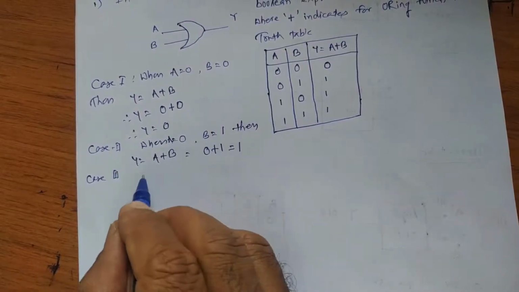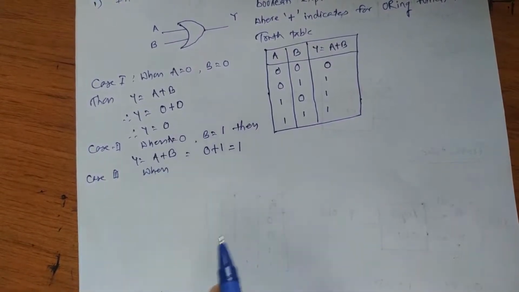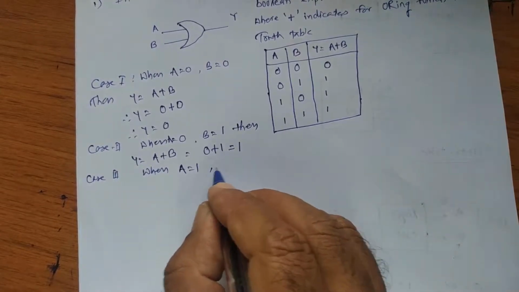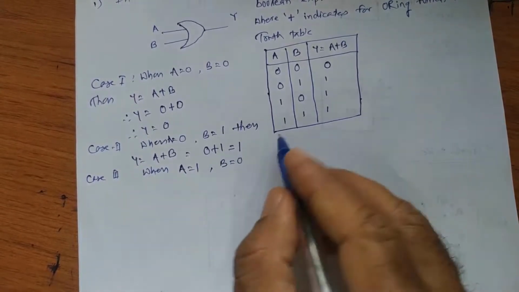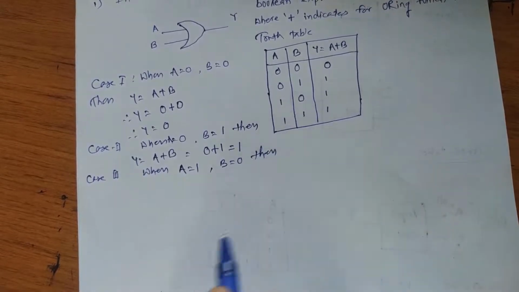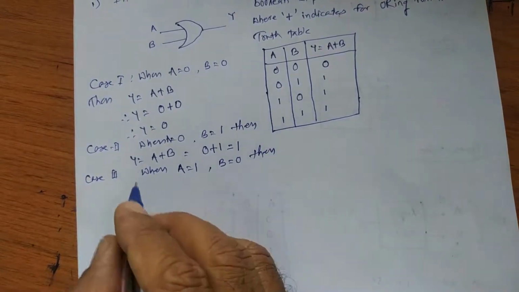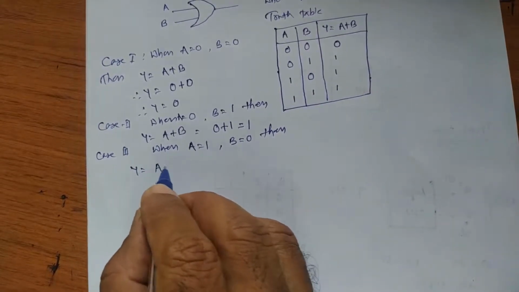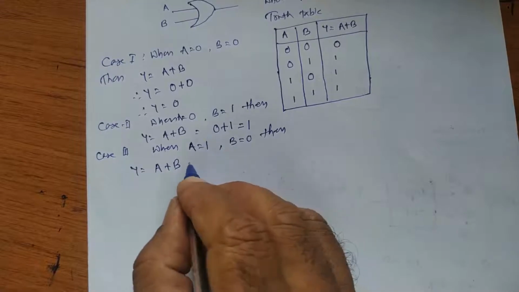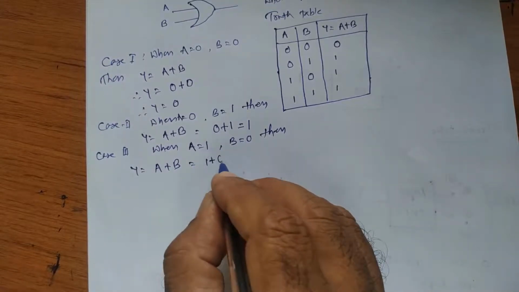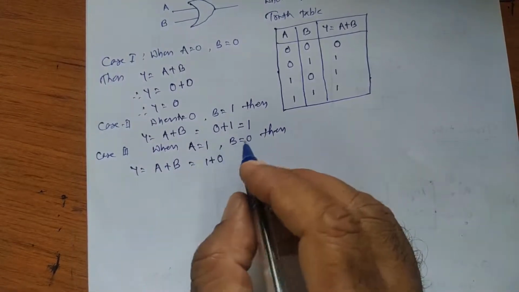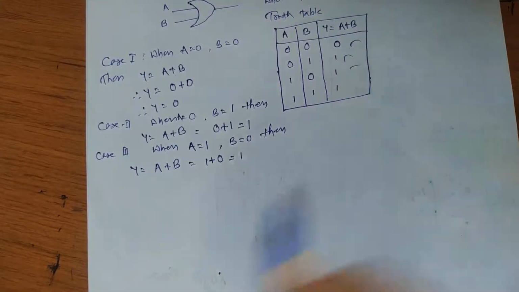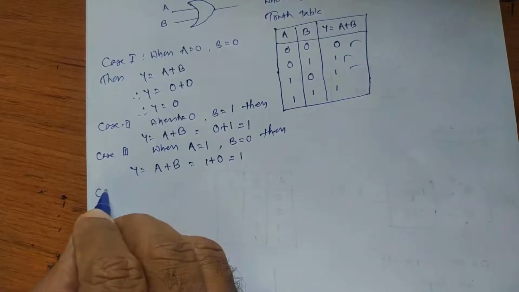Case third. When A is equal to 1 and B is equal to 0, then Y is equal to A plus B is equal to 1 plus 0, or 1 or 0, is equal to 1. Now case 4.